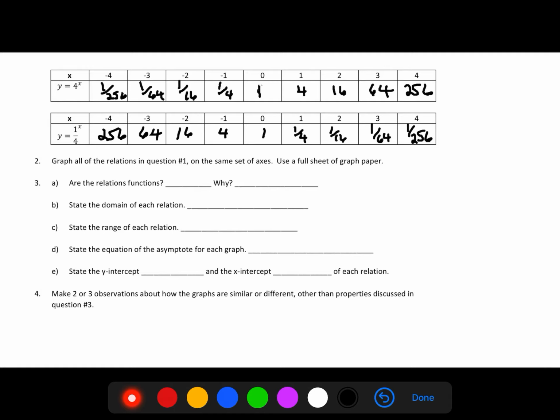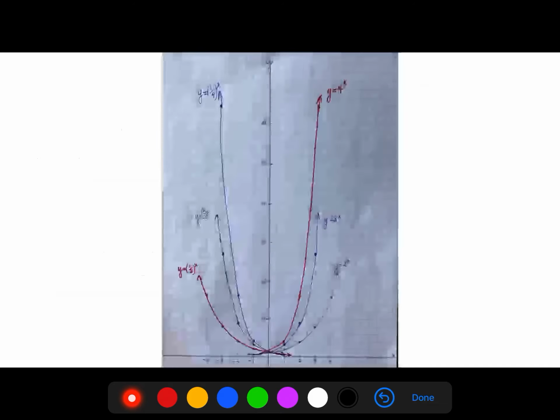Okay, so those are the numbers that we're going to use to graph. Now, I have already graphed these functions to save a little bit of time. If you want to stop the video, make sure to use a full sheet of graph paper and take a look at mine for just a second.